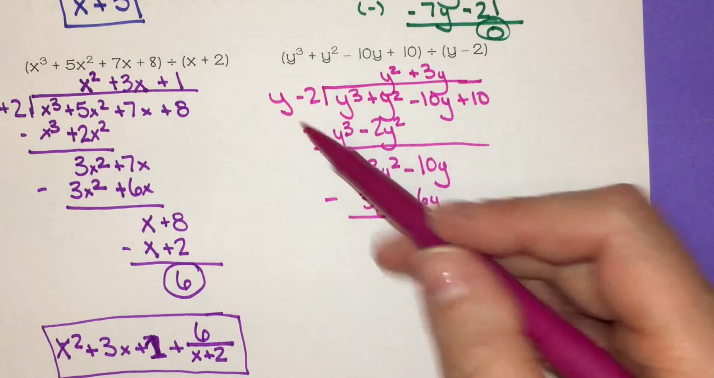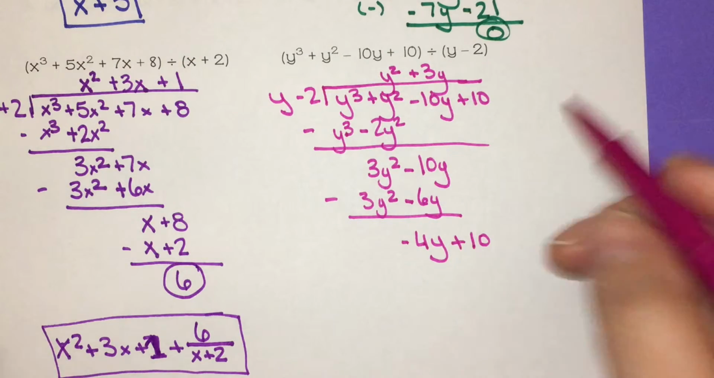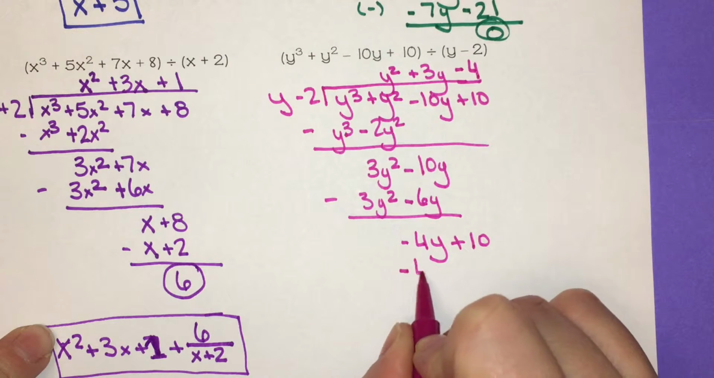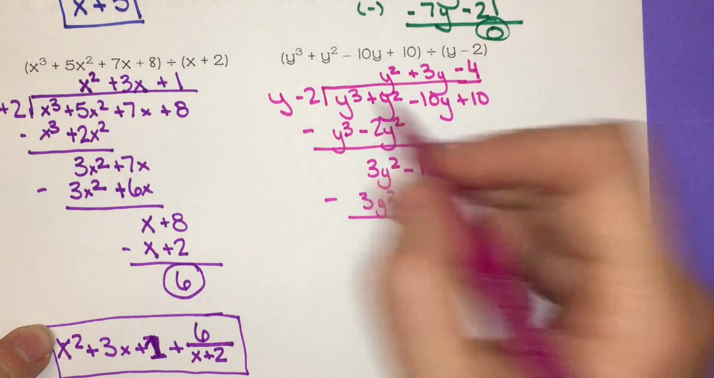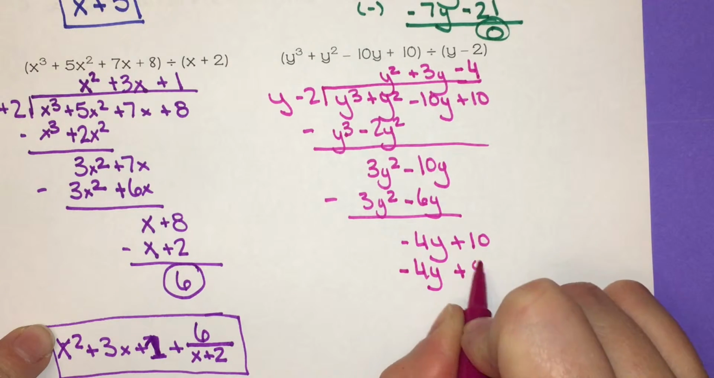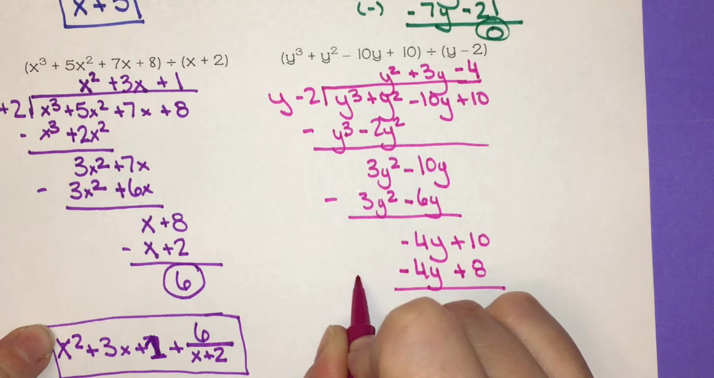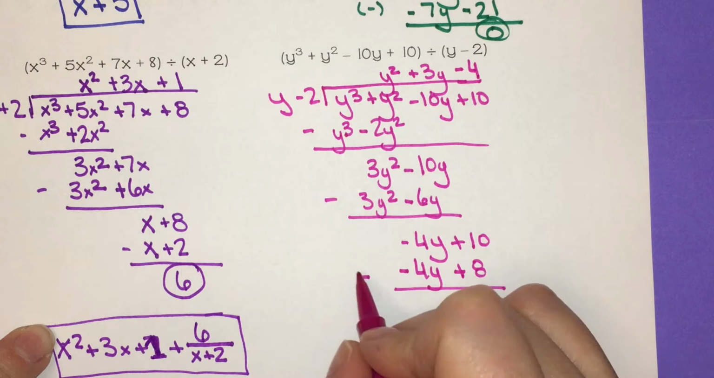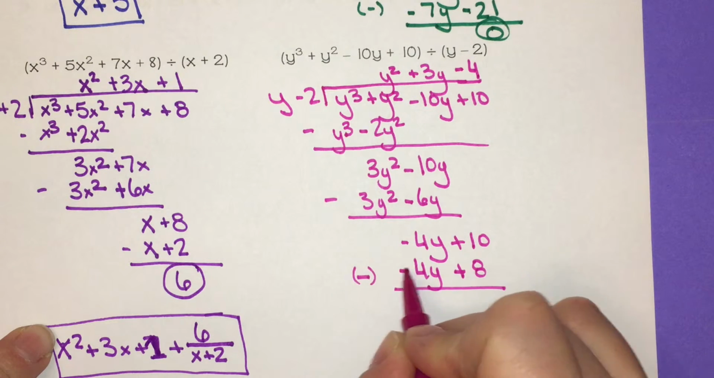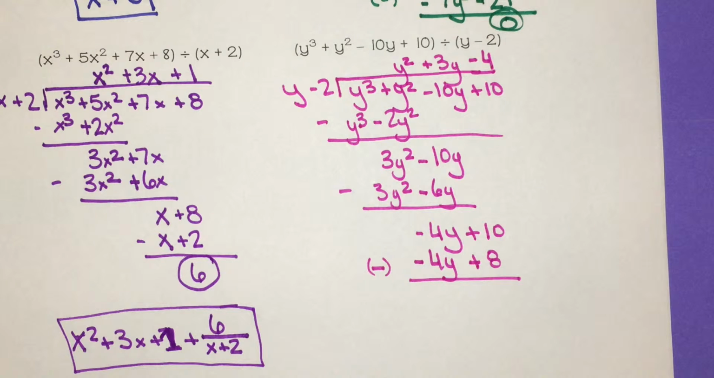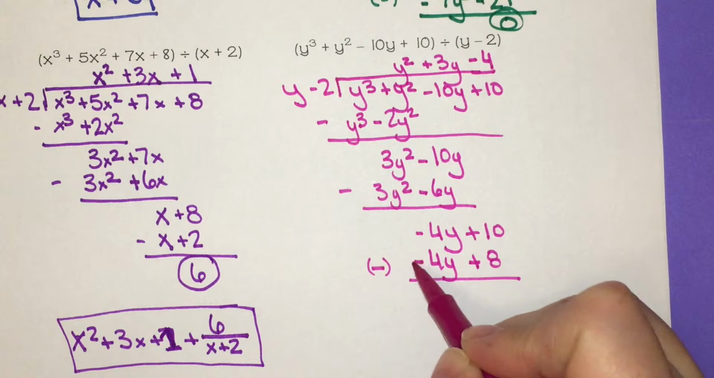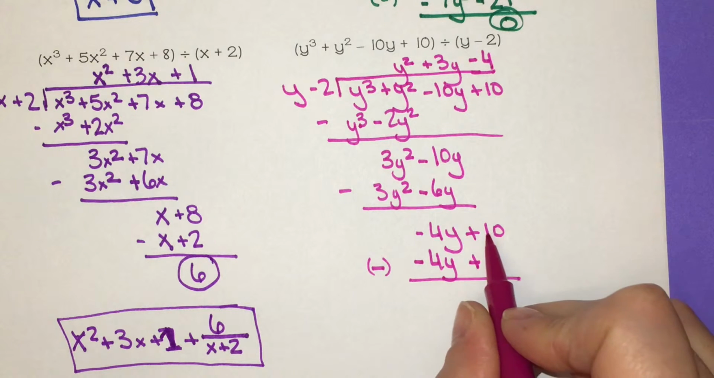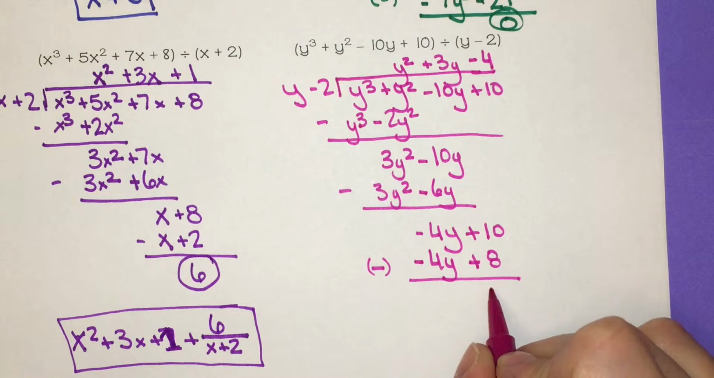What do we multiply y by to get negative 4y? Well, negative 4. So negative 4 times y is negative 4y. Negative 4 times negative 2 is positive 8. Going to subtract. Minus a negative is plus a positive. I like to put that in parentheses just so I don't get confused when I already have my subtraction there, or sorry, my negative there. So negative 4y plus 4y is 0. 10 minus 8 is 2.